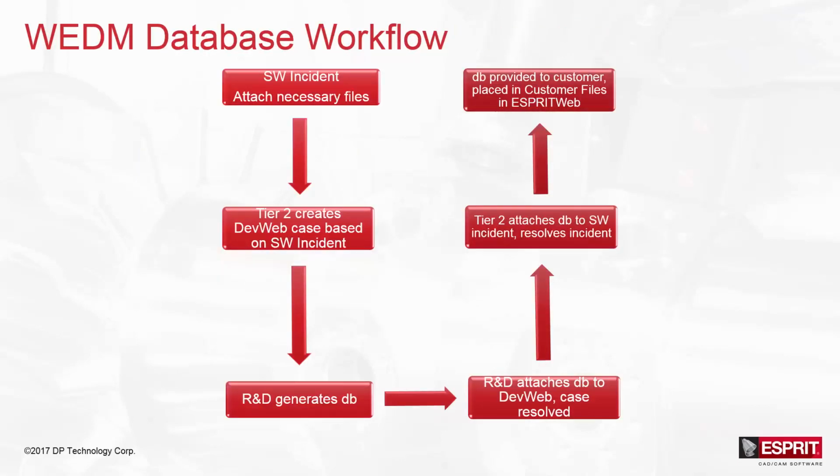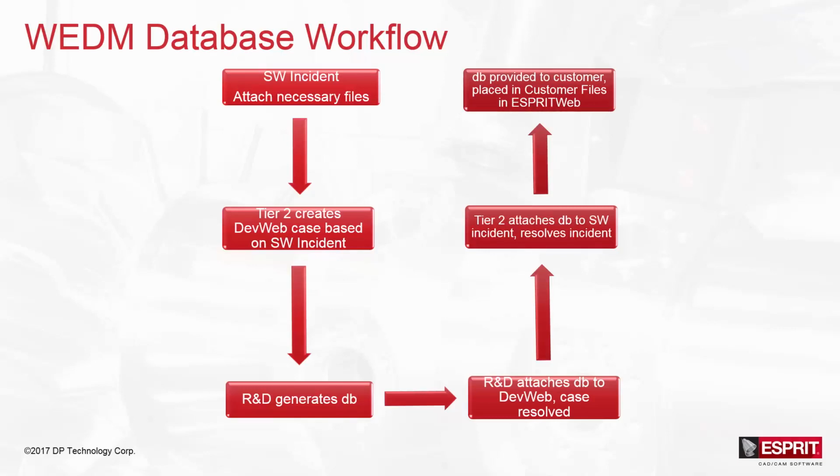Let's talk about the proper Wire EDM database workflow. The correct workflow for getting an XML file created is to first create a support web incident. The application engineers need to then ensure the correct files are received and pass them on to Tier 2. The Tier 2 AE will verify that the correct files have been provided and then create a dev web case. This creates a case for R&D that will be assigned to the developer to be converted. Once the files are converted, the dev web case will be closed with the files attached.